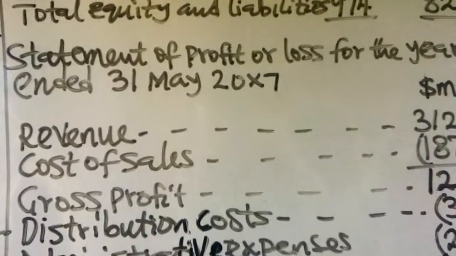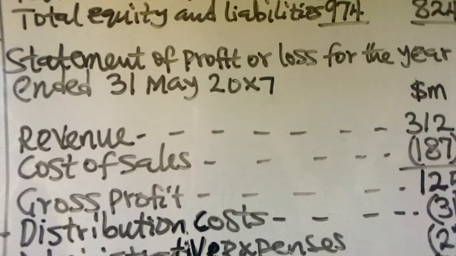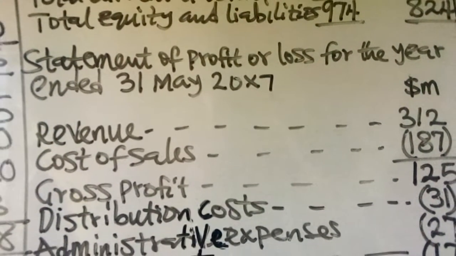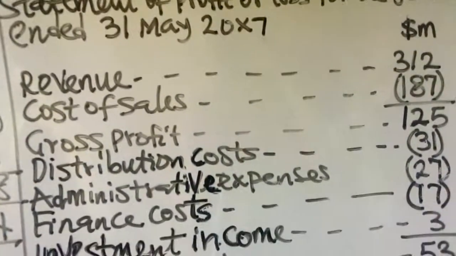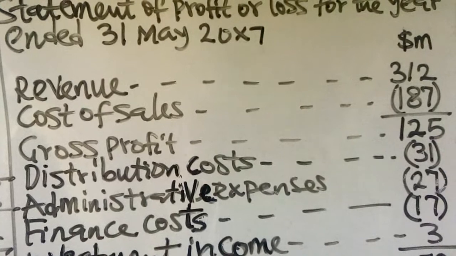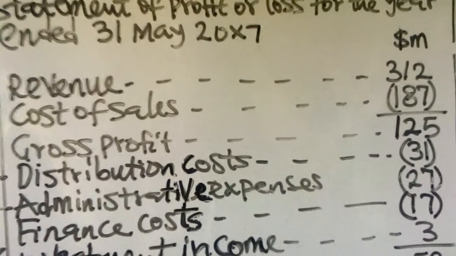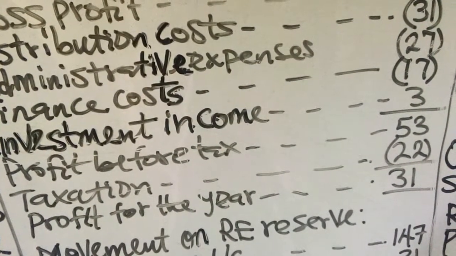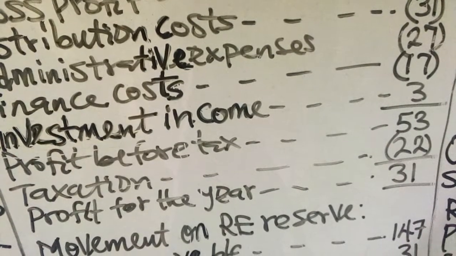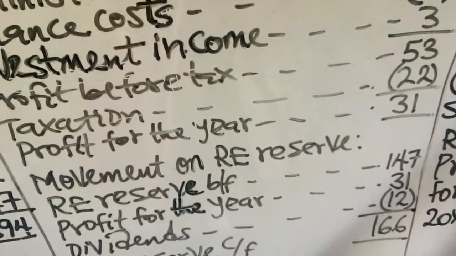Then we have statement of profit or loss for the year ended 31st May 20x7. All amounts are in $1 million. The first item is revenue. We have 312. Then cost of sales, we have 187. Gross profit, we have 125. Distribution cost, 31. Administrative expenses, we have 27. Finance cost, we have 17. Investment income, 3. Profit before tax, 53. Then taxation, 22. Then we have profit for the year, 31.